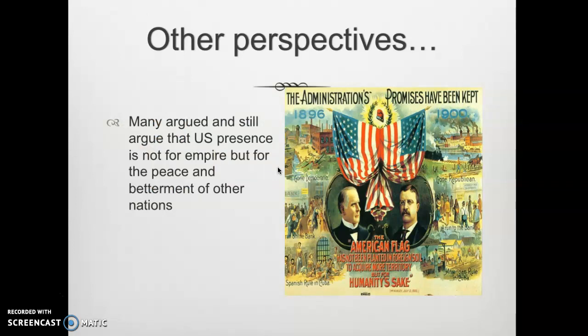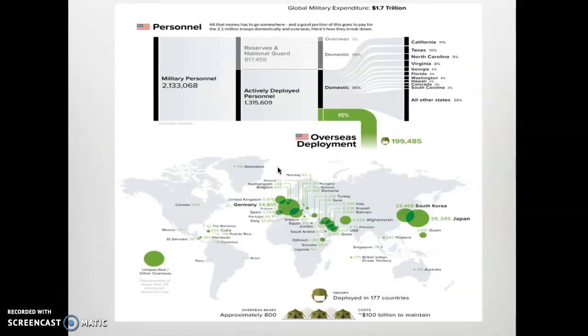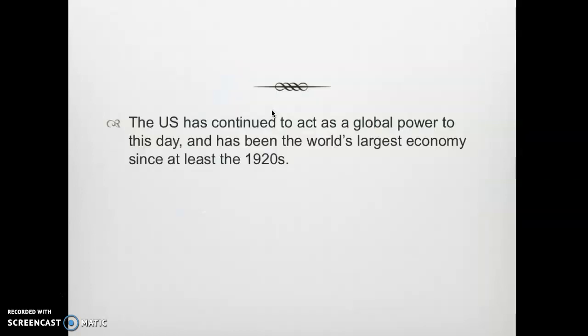So the other perspective is that the U.S. presence is not for empire extension, but for bringing peace and democracy and free trade to the betterment of other nations. And we can see that this attitude still exists today. The United States has troops deployed in 177 countries with bases all over the world. Active military personnel deployed around the world, over 1.3 million. And we spend more money on military than the next 10 biggest militaries in the world combined. By far, we are the biggest global policemen.